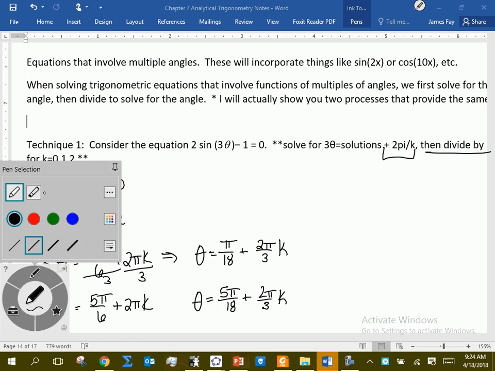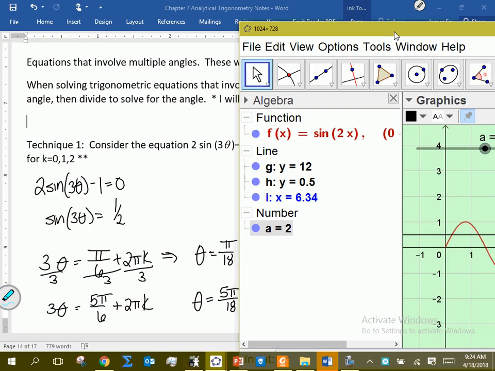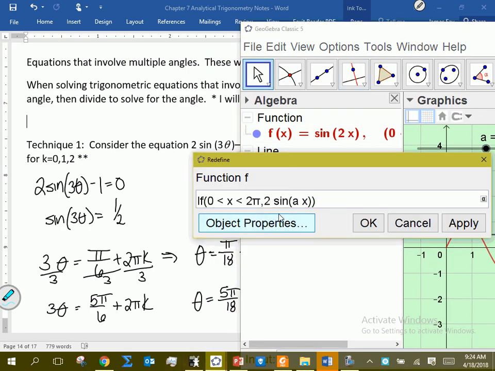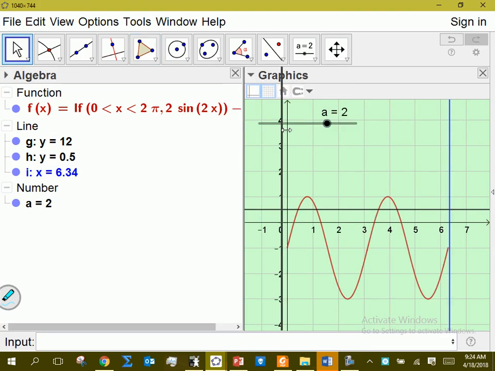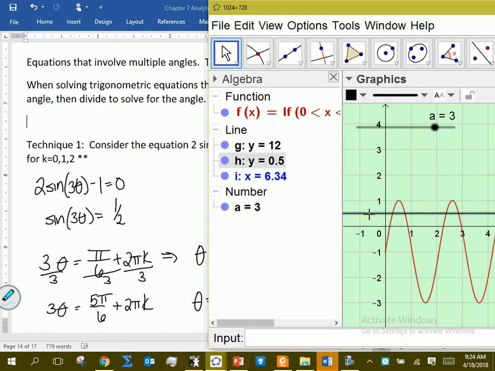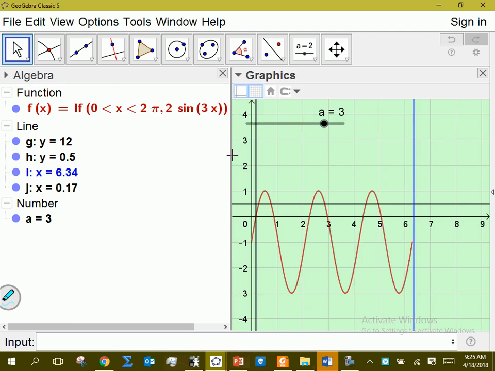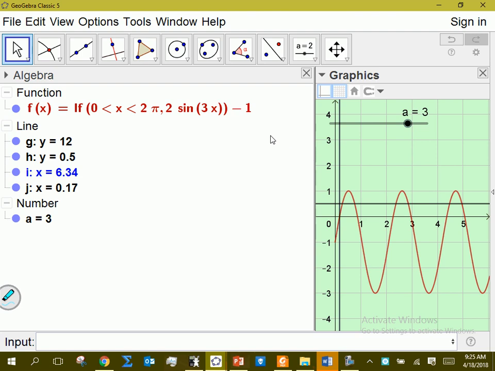All right, and I want to talk a little bit about what this thing here is actually doing for us. When we look at this curve, 2 sine of 3x minus 1, got a 3 in there. So when I look at that, what is happening? This pi over 18, let me put in x equals pi over 18. And what is going on?